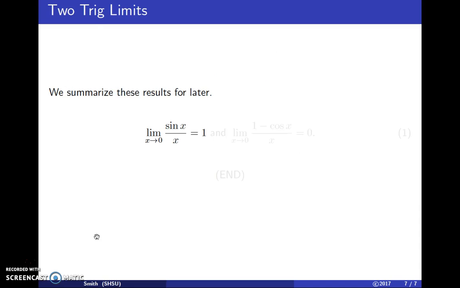The two identities that we have come up with, the two equations, are the limit as x goes to 0 of sine x over x is 1, while the limit as x goes to 0 of 1 minus cosine x over x is 0.